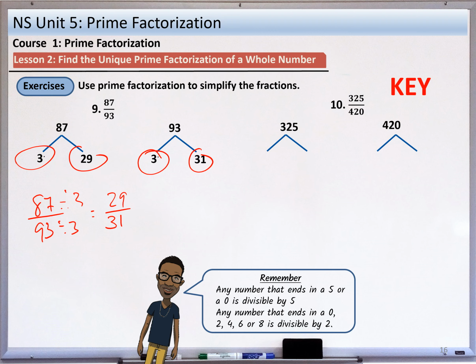Let's use prime factorization to simplify number 10. Again, if I have a 5 in the ones place, I can divide by 5, and here I get 65. Another 5 in the ones place, I can divide by 5, I get 13. Prime, prime, prime. So our prime factorization of 325 is 5 times 5 times 13.